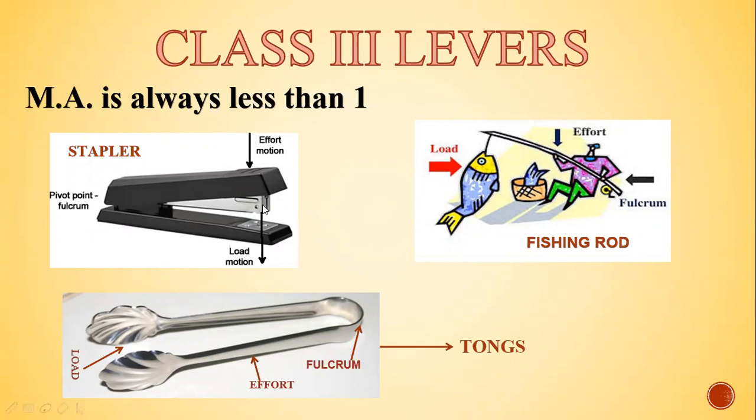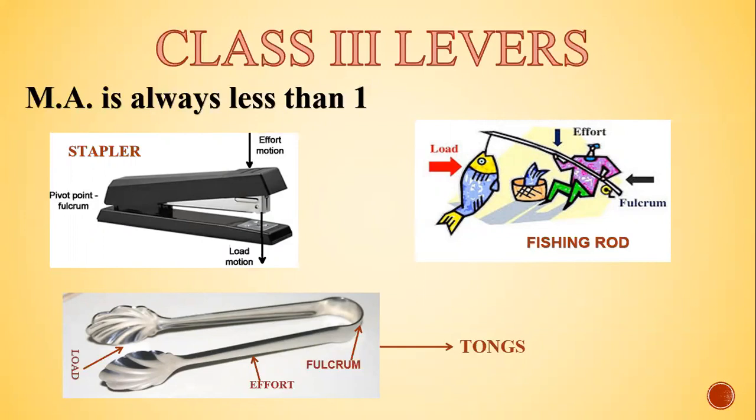In a stapler, we see that the paper which is to be stapled is kept at the end of the stapler. So that acts as our load. You are putting your finger very near to the load to press this onto the pin, onto the paper, so that the pin gets inserted in the paper. So you apply effort very near to the load, whereas the fulcrum is on the other end of the stapler. So here your load is on one end, fulcrum is on the other end, and the effort, very near to the load, is in between the fulcrum and the load.